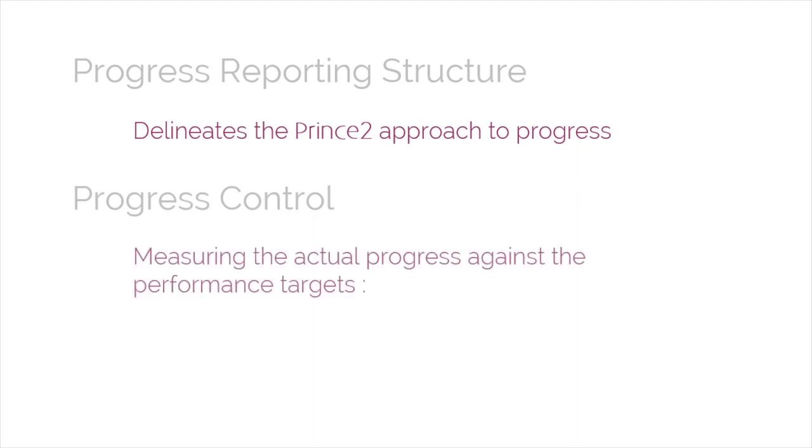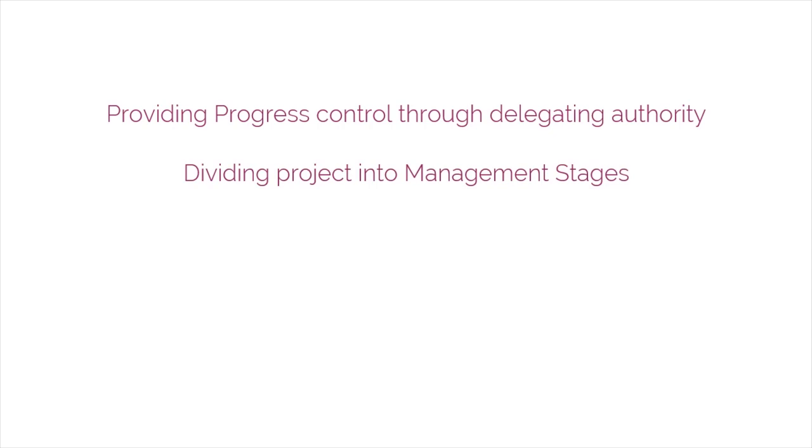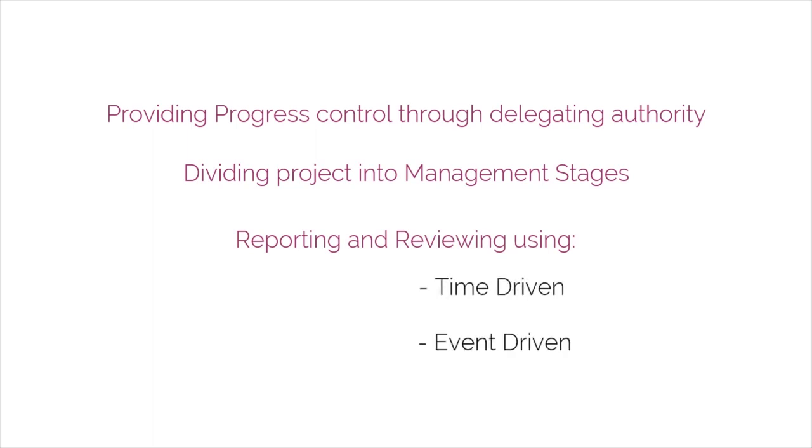The PRINCE2 reporting structure is important to understand because it delineates the PRINCE2 approach to progress. Progress control involves measuring actual progress against the performance targets of time, cost, quality, scope, benefits, and risk. Those with the appropriate delegated authority then use this information to make decisions and to take actions as required. PRINCE2 provides progress control through delegating authority, dividing the project into management stages and authorizing the project at each stage, reporting and reviewing using both time-driven and event-driven triggers, and raising exceptions.